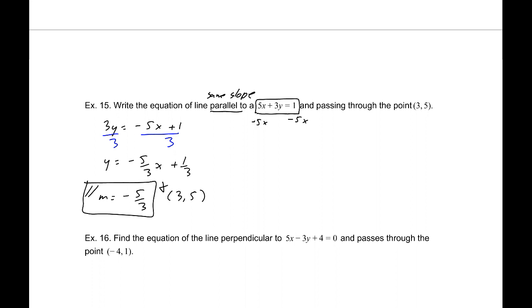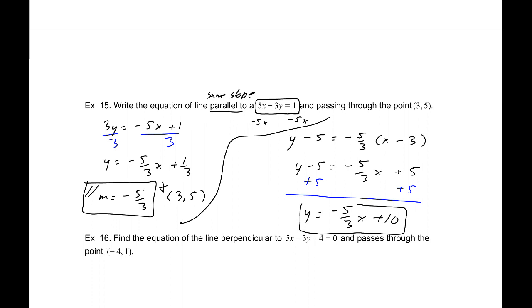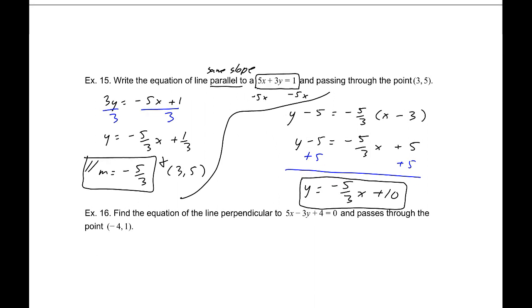Now we'll take that slope paired with our point to find the equation of our line. So y minus y1, which would be 5, equals m times the quantity x minus x1. So distributing that, we'll get negative 5/3 x plus 5, y minus 5, adding 5 to both sides. We get y equals negative 5/3 x plus 10. And I would suggest that you graph those two lines and see, are they indeed parallel? And we should find that they are.